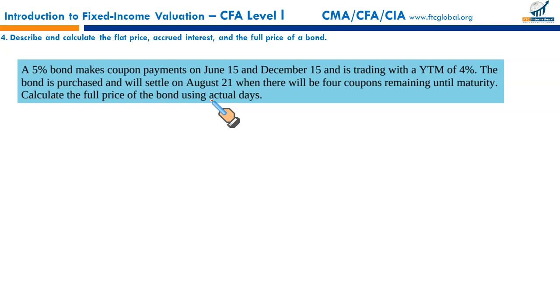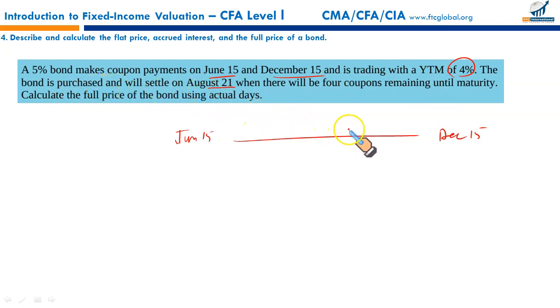over the period. For example, a 5% bond makes coupon payments on June 15th and December 15th and is trading with a YTM of 4%. Now, the bond is purchased and will settle on 21st of August. So the last coupon payment date was June 15th and the next coupon payment date would be December 15th, right? Now the bond is purchased and will settle on August 21, right?